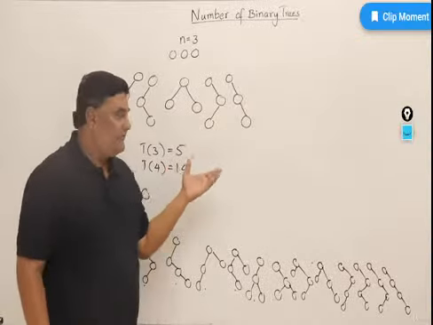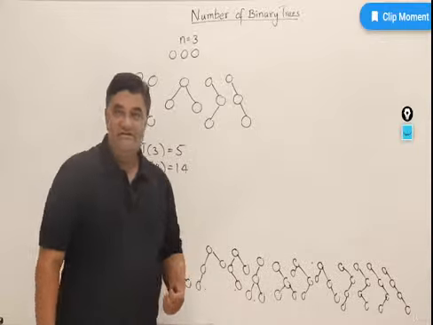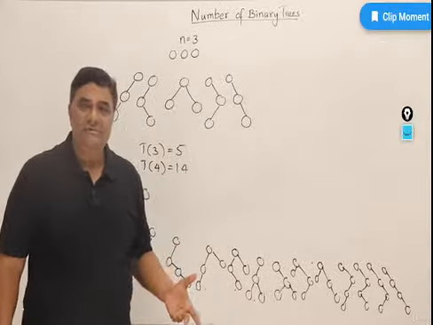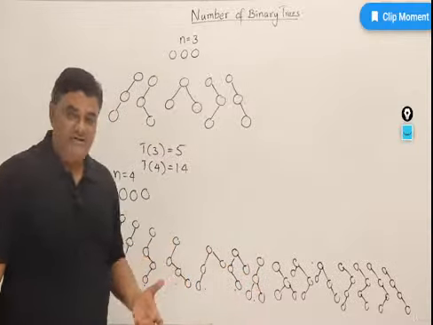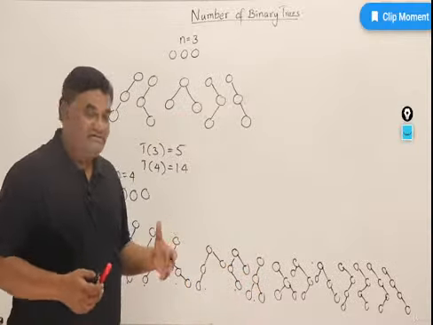So for 3 nodes, we got the number of trees as 5, and for 4 nodes, we got the number of trees as 14. Then for 5 nodes, how many will it be? For 6 nodes, how many will it be? Shall I draw every time and check them? No, just for observation I have drawn them, to explain what is meant by number of trees, right?